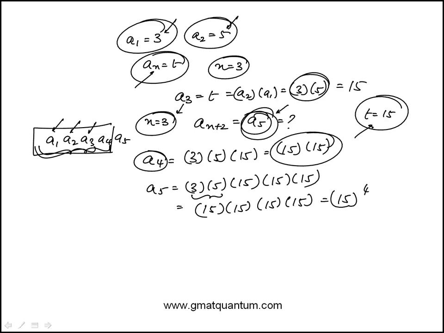So you just have to replace t equal to 15 in the answer choices. And you'll see the answer choices are 4 times 15, 15 squared, 15 cubed, 15 to the fourth, and 15 to the eighth. And it matches with 15 to the fourth, which is indeed the correct answer.